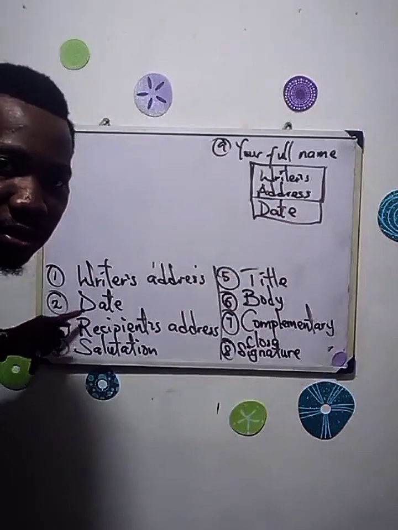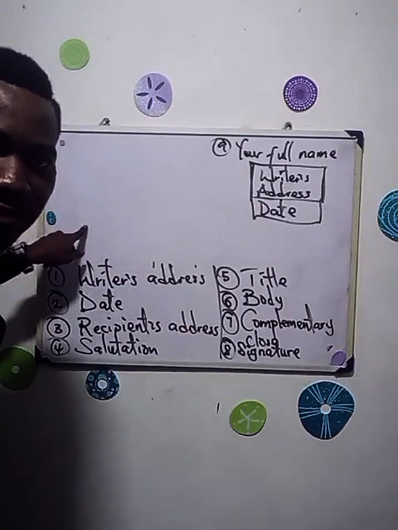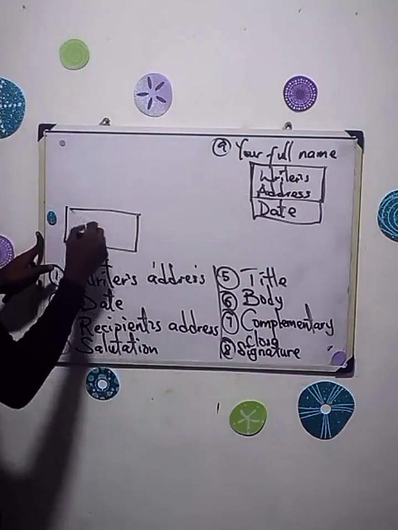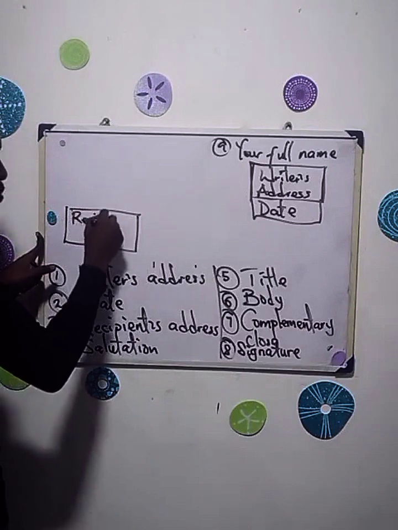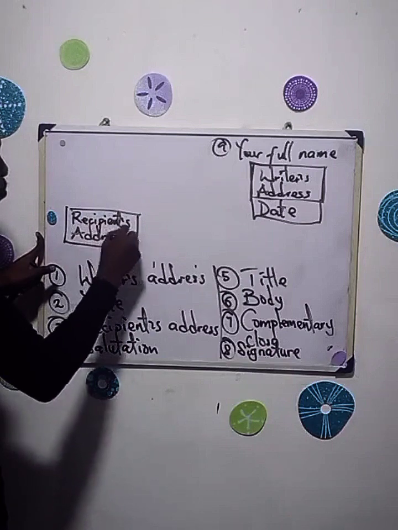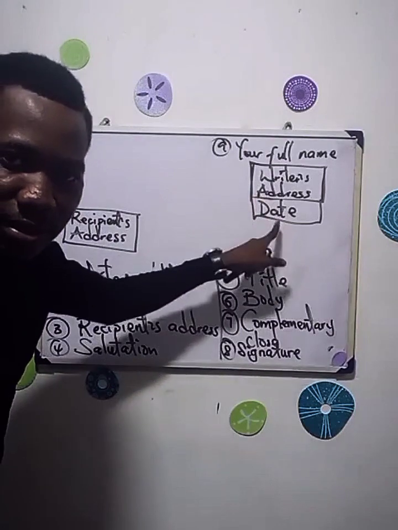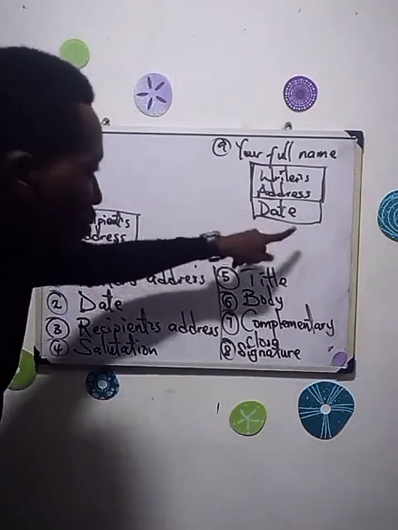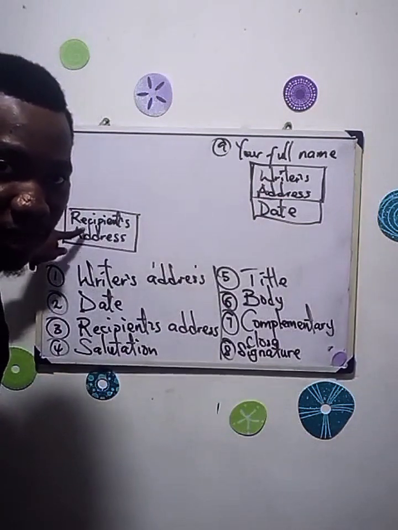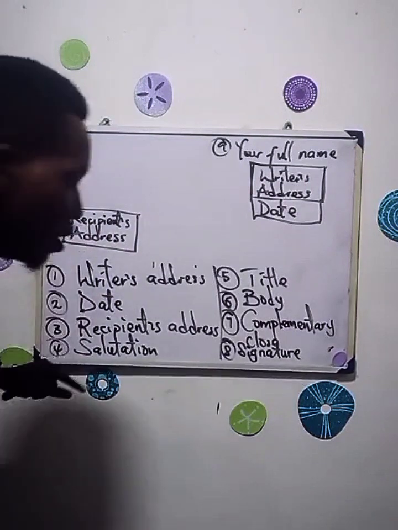The next thing is what? The recipient's address. That's the person you're writing to. Where would that be? That would come to the left side now. The recipient's address, the receiver's address. So this is where we have the recipient's address. After you have your own address, which is the writer, the date of writing, you come to this side and write the receiver's address, which is the recipient's address. Then under the recipient's address, now you have the salutation.